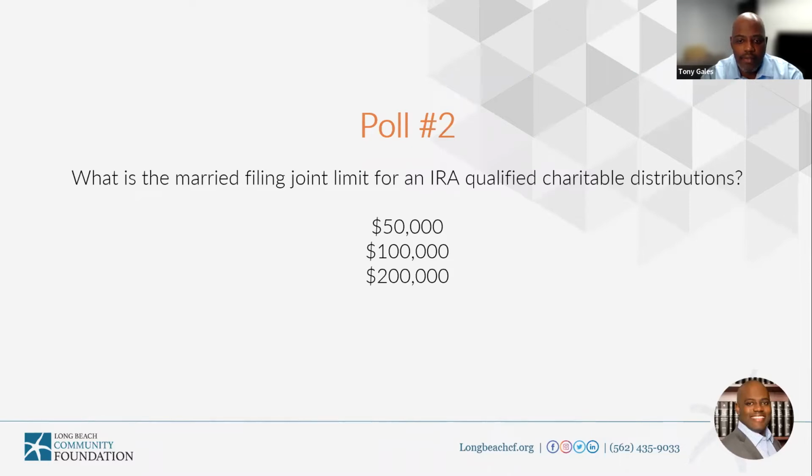Okay, so we have our second poll question here. So if you were listening, hopefully you will have the answer to this. I believe it's pretty straightforward. But the question is, what is the married filing joint limit for an IRA qualified charitable distributions?